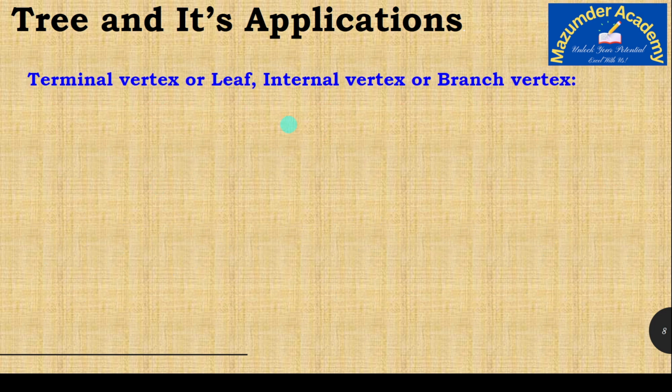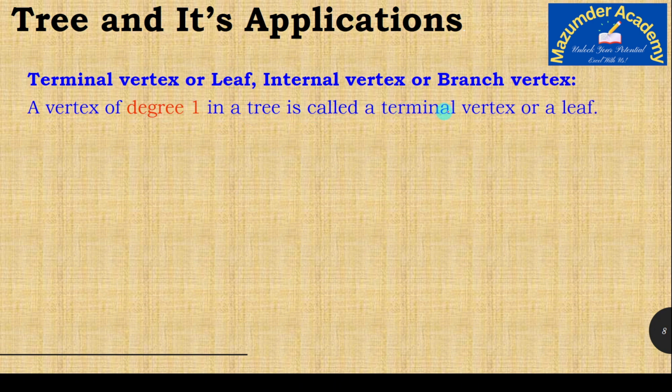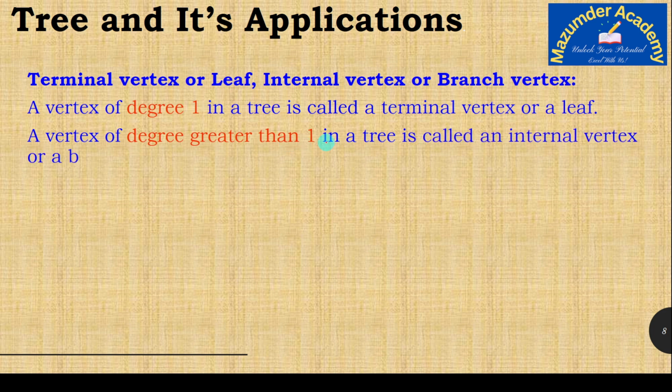Next we will see what is a terminal vertex or leaf, and then an internal vertex or branch vertex. So a vertex of degree exactly 1 in a tree is called a terminal vertex or leaf. And a vertex of degree greater than 1, it can be 2, it can be 3, or any number, that vertex is called an internal vertex. So terminal vertex means what? The vertex of degree 1. Internal vertex means the vertex of degree bigger than 1. Terminal vertex is sometimes called leaf, and internal vertex is sometimes called branch vertex.